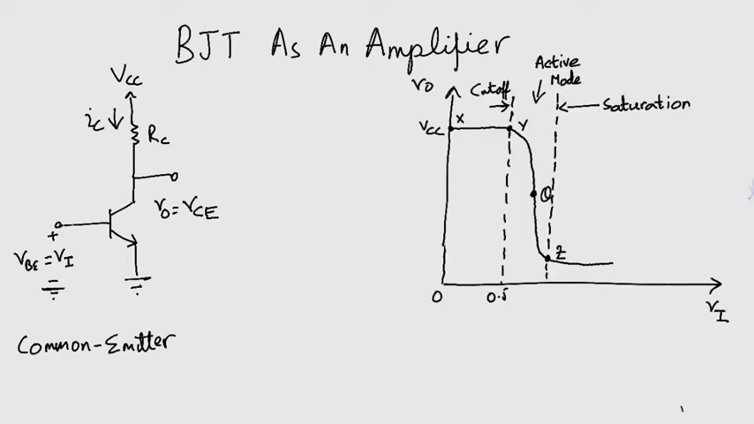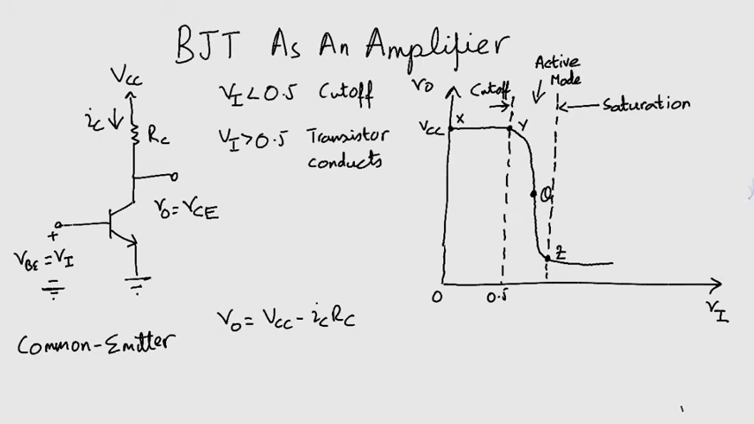Now here is the graph, and I have marked some regions for you and some points, and we are going to be discussing them one by one. Now V0 can be expressed by this equation, VCC minus IC RC. Now let's start at point X. This is when Vi is 0. This continues until Vi reaches a value 0.5. This is the point Y.